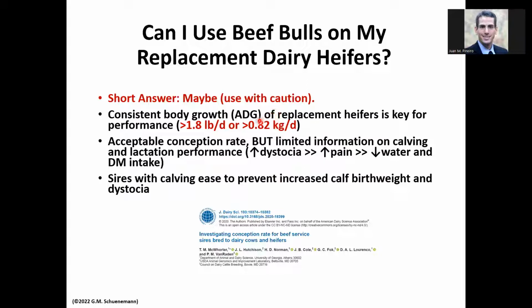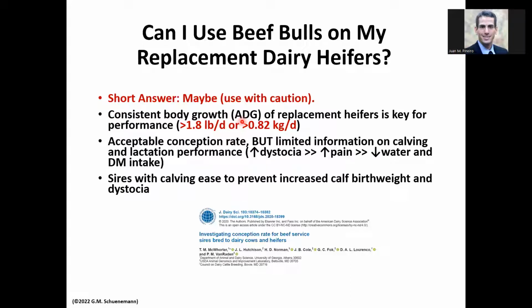And why this is important: to be able to make a decision on using beef bulls, there is no margin for error. In biology, with beef cows, we do breed them early on, at 15 months and with easy-calving bulls, and usually it's not a problem. But whether this is a beef heifer or a dairy heifer, something important is consistent body growth, right?